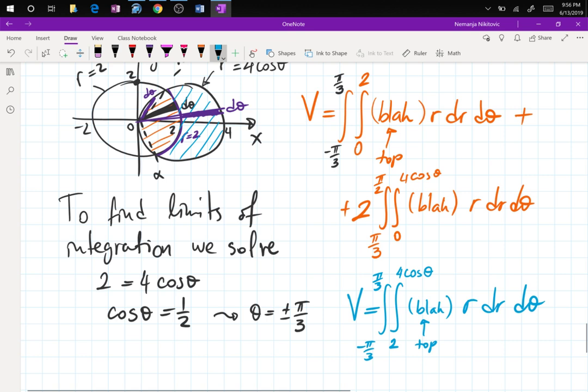So you can see far minus close. Far is our 4 cosine theta, which is why it's the upper limit, and the close is r equals 2 function. Now look, you're integrating with respect to r, so this better be r equals and r equals. Over here you're differentiating theta, so it better be theta equals and theta equals. And you can't swap them in this case.